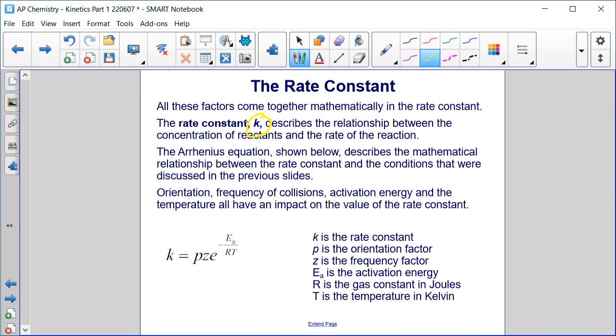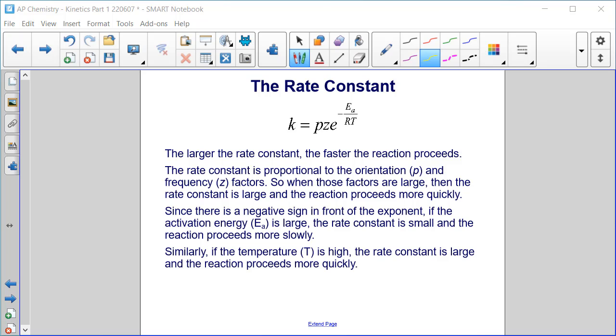So the rate constant k is equal to P, which is the orientation factor, times Z, which is the frequency factor, times this constant, e, known as Euler's number. For you, though, you can just find this exponential value e on your calculator. And we raise e to the power of negative E sub A, which is the activation energy, divided by this product R times T, where R is the gas constant, and we've got to be careful about units in joules, and T is the temperature in Kelvin.